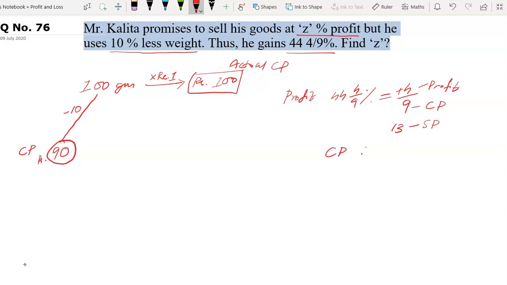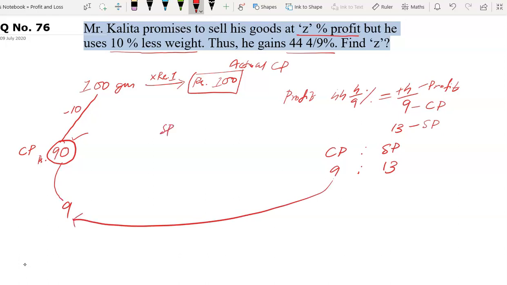So our CP is to SP is how much? 9 is to 13. Now here if we see, our CP is rupees 90. So 9 unit represents 90 rupees. This is our 9 units. And our SP is how much? SP is 13 units. So 9 unit represents 90. So 9 into 10 is giving us 90. So 13 into 10 will give us how much? 130. And this is our SP.